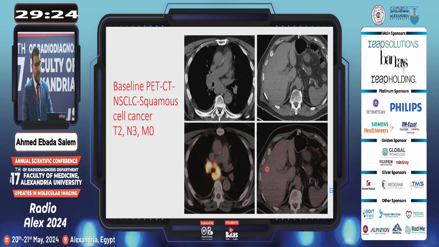This is another patient who had a squamous cell carcinoma. He had T2 disease as well as N3, so he had distant nodal metastasis.